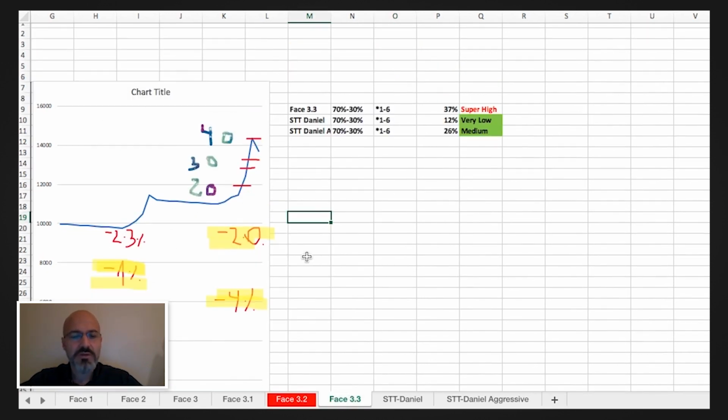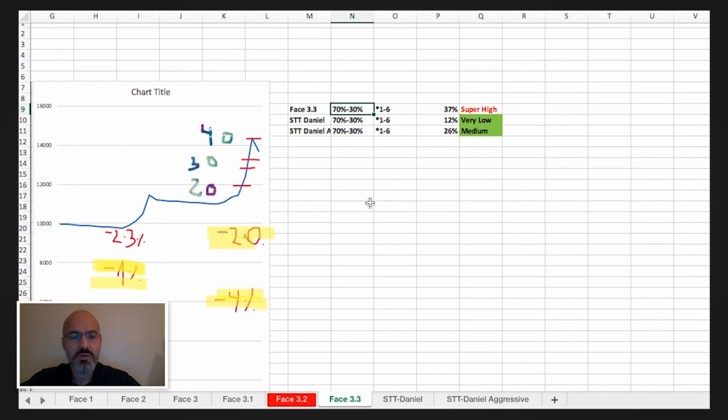Now let's talk about the 3.3, which actually makes up to 37%, a super high risk. Why? Well, we make the worst case as well. We lost up to minus 2.3, we go up 14%. So we got some losses in there, and then we go up again 20, 30, 40, because we actually take a very high strategy, a super strong, aggressive way of trading.